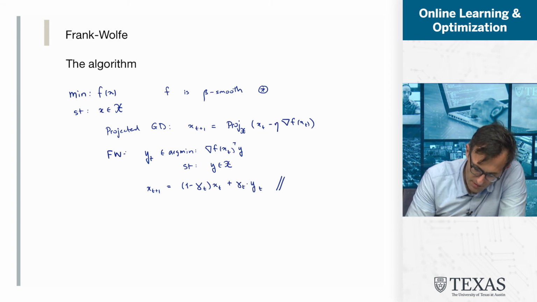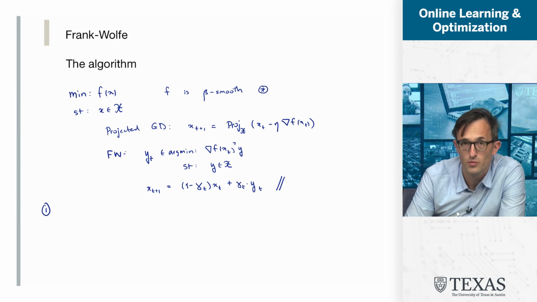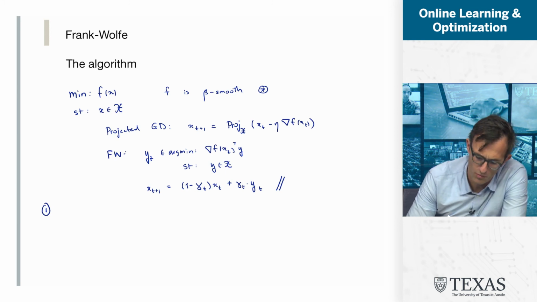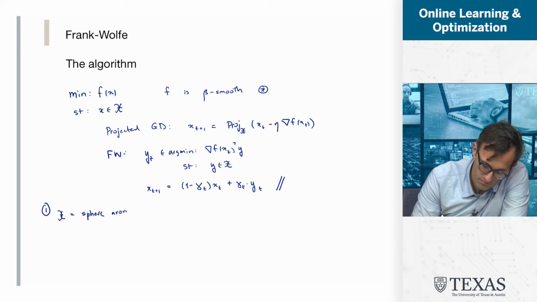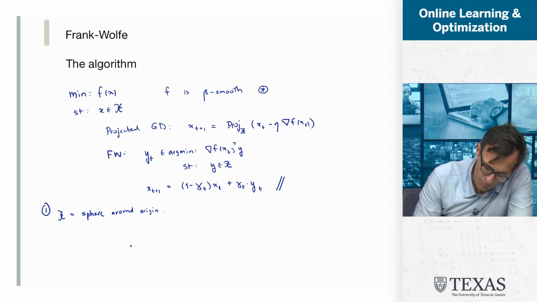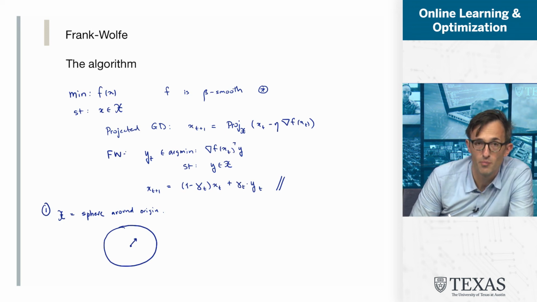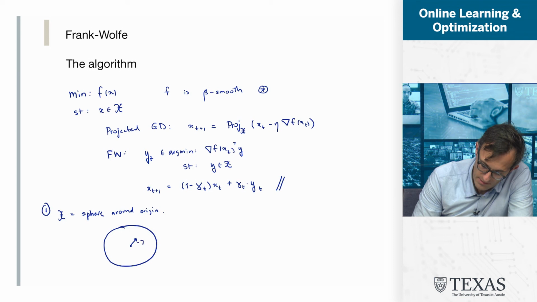So the first example is just so we can see if this is making sense. Let's suppose that X is just a sphere around the origin. I'm just going to draw the picture here. So suppose that we're at a particular point, and this is my constraint set, and the negative gradient is pointing in a particular direction. So this is the minus the gradient of f of x t. This is my point x t.